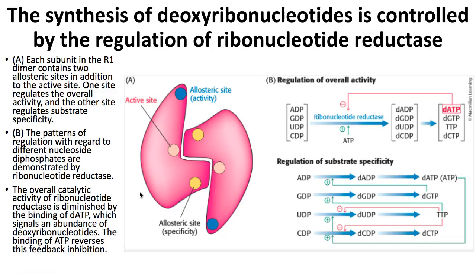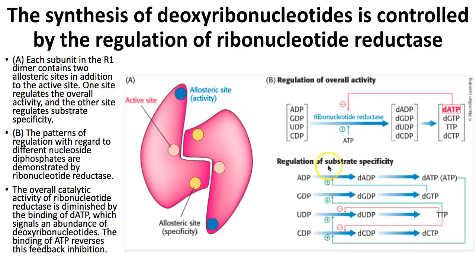And so, as far as the regulation of the ribonucleotide reductase enzyme, this enzyme has two allosteric sites. One is for activity, and the other one is for specificity. As far as the regulation of the overall activity, it gets inhibited by the deoxy version of ATP, dATP. And what stimulates it is ATP. So that is used to stimulate the ribonucleotide reductase.